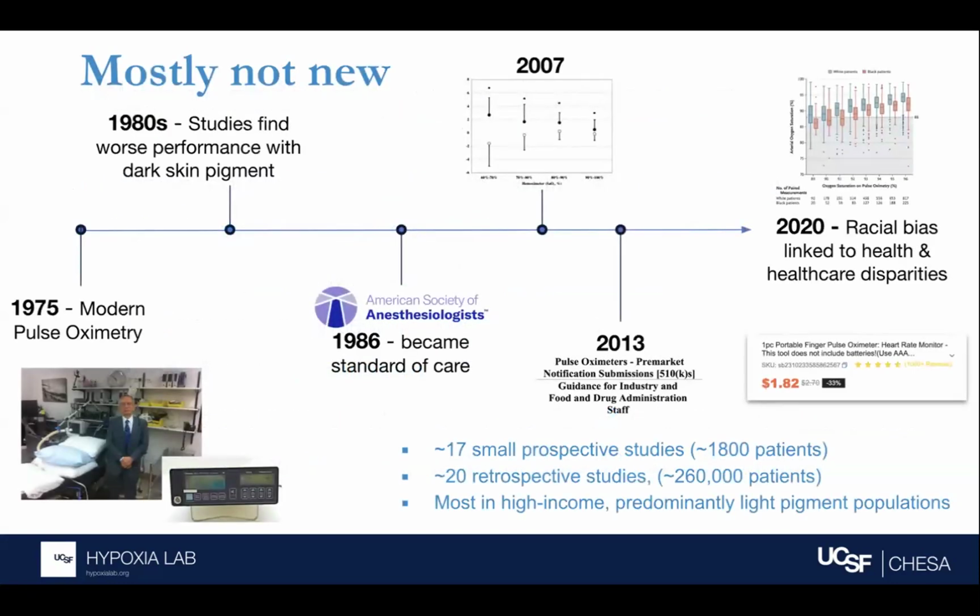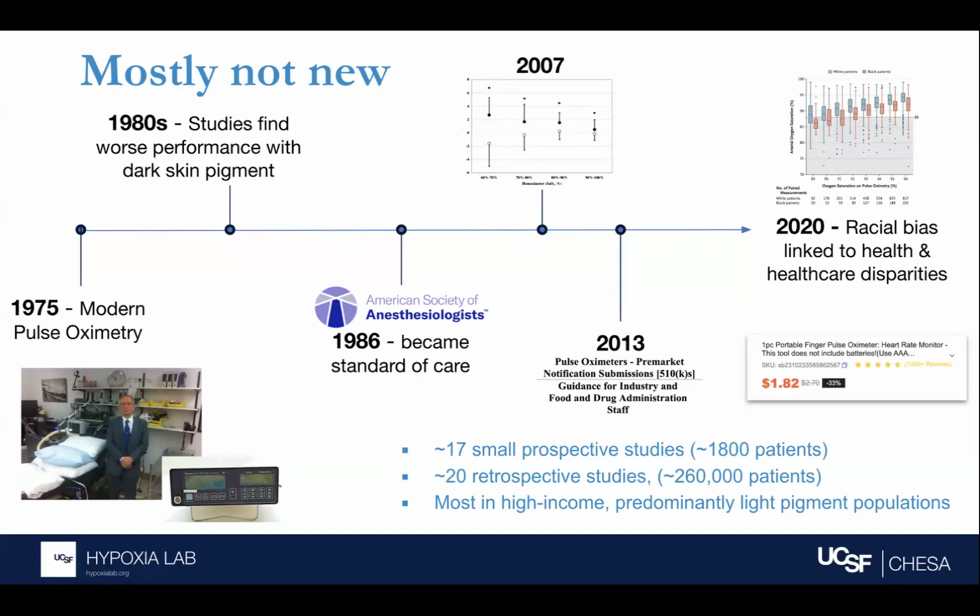So most of that stuff is not new. The issues with variable performance in oximeters go back 50 years. The modern pulse oximeter was introduced in the 1970s. This is Dr. Yagi in our lab, probably about 20 years ago. The first studies are really in the 80s, highlighting this issue of variable performance based on skin pigmentation. In the late 80s and 90s, pulse oximetry started becoming more ubiquitous, standard of care.